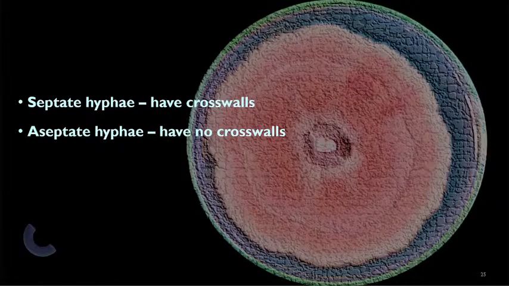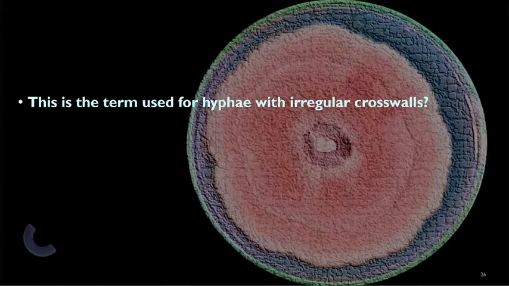So it's pseudo hyphae already. No, it's not. Okay. Now, the term used for hyphae with irregular cross walls is known as pauci-septate. So I'll give you guys an example of what a pauci-septate looks like. So hang on a sec. Let me see if I can open a paint here.